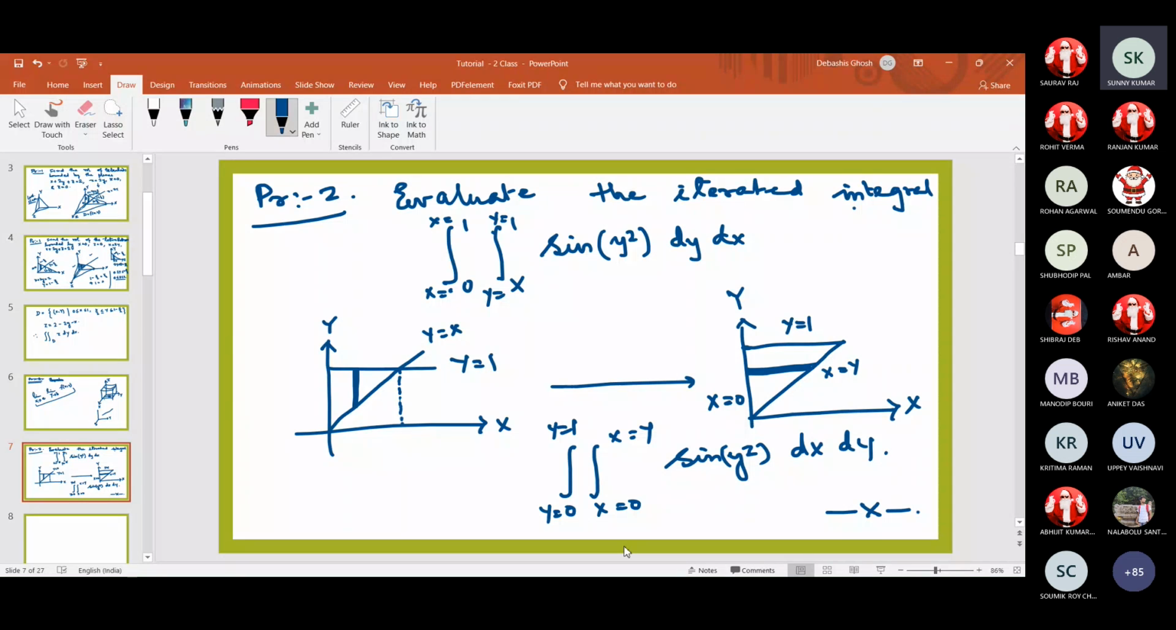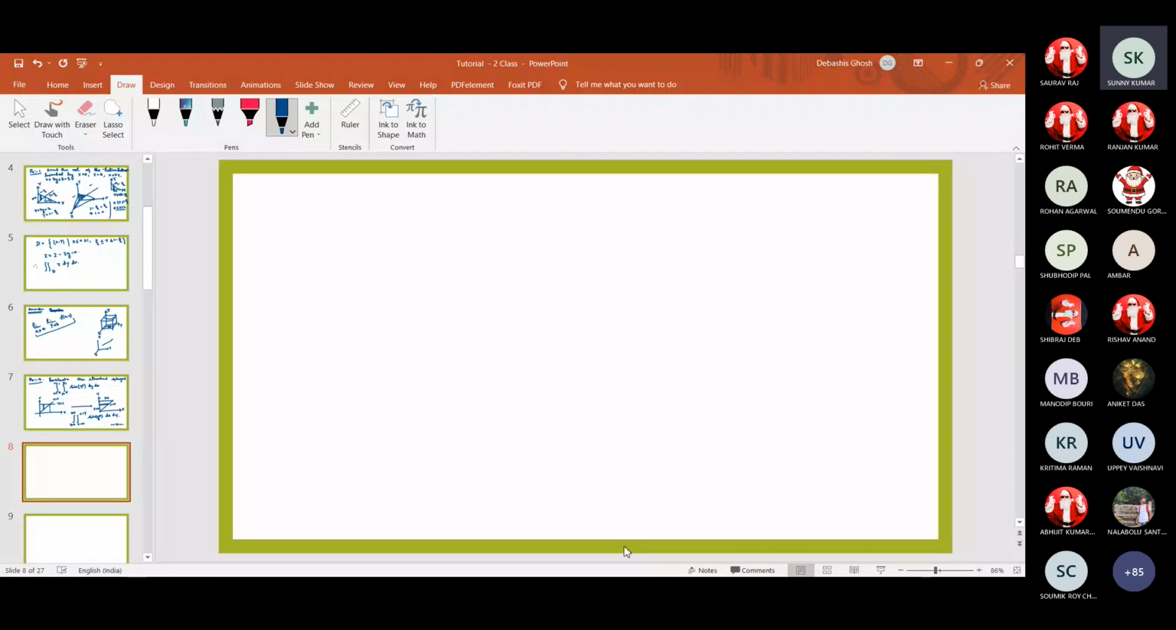Okay, I think you have attended many classes from LKD sir, and I have given you some idea of how to solve double integration with the help of iterated integrals. I think we should come back to single variable calculus, which is well known to all of you.